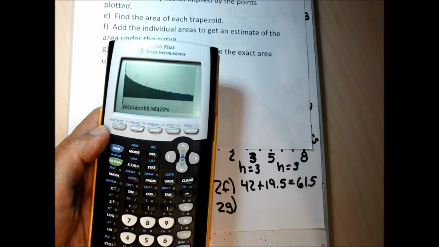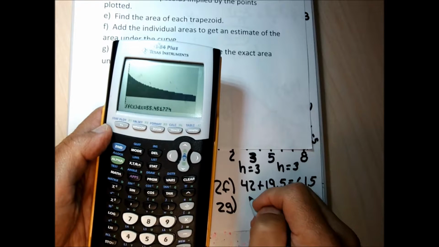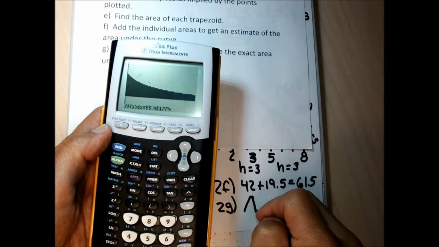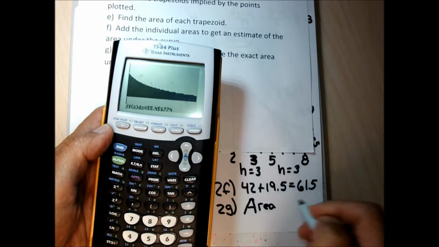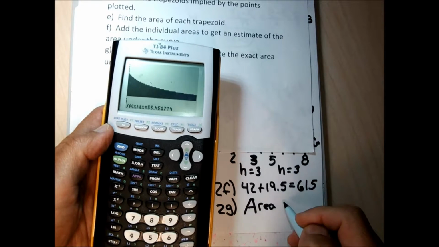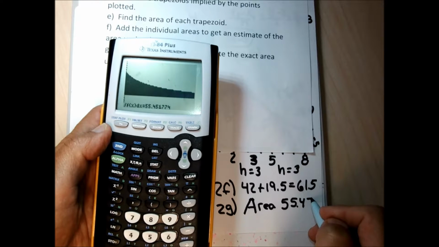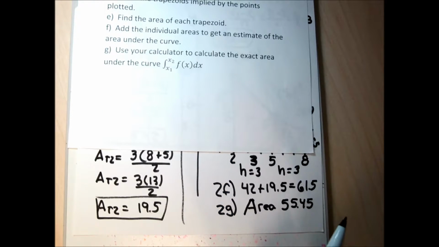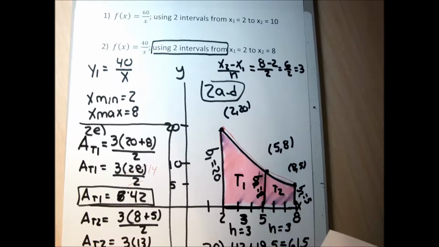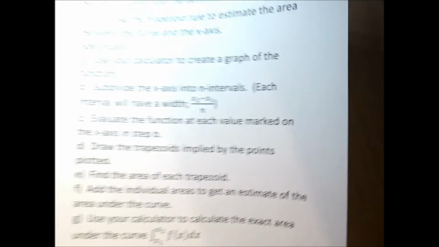So the exact area, rounded to 2 decimals, and I'm going to round everything to 2 decimals in this section, instead of 61.5 square units, is 55.45 square units. Each of the 10 problems that we're going to do in section 5.3, we're going to do exactly the same steps. The steps aren't going to change, just the functions might change from problem to problem, or the number of intervals might change from problem to problem.